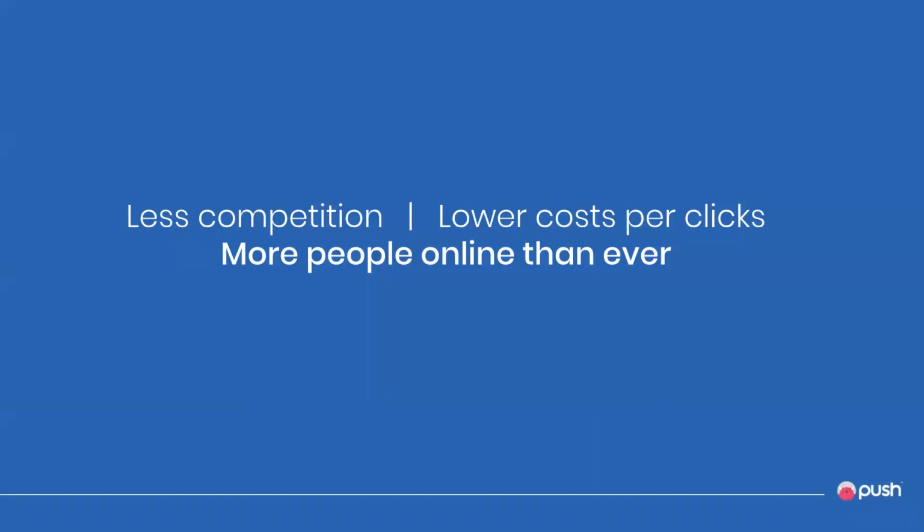The second thing is, a lot of these platforms, their bidding systems work on live auctions. So essentially, the less competition you have in the live auction, the lower your cost per clicks are going to be. So the situation you have right now as a business is less competition, lower cost per clicks at a time when you have more people online than ever.